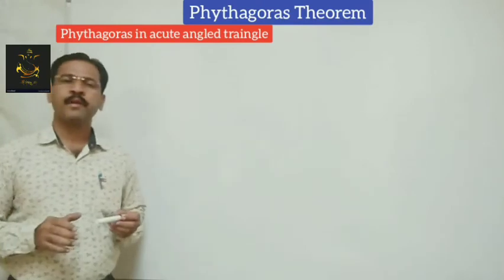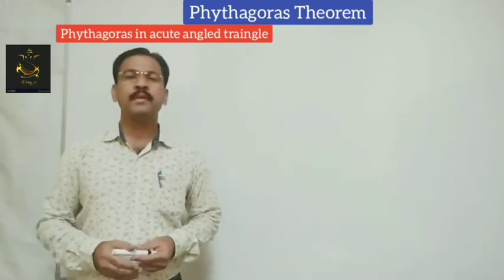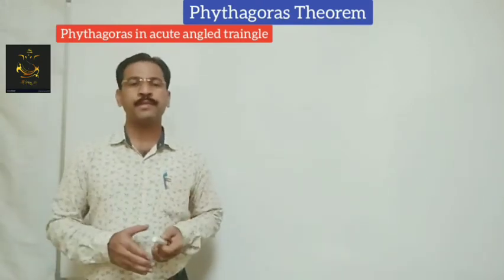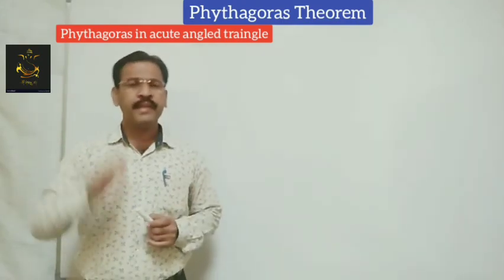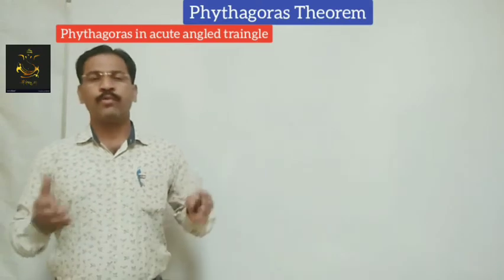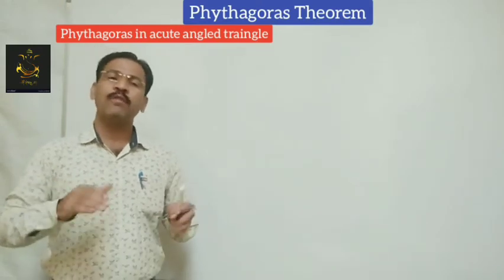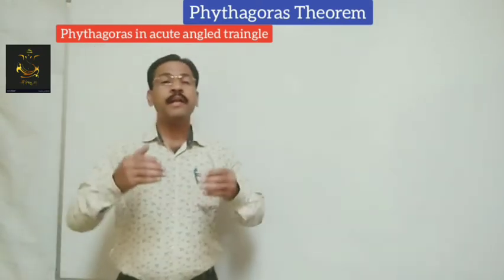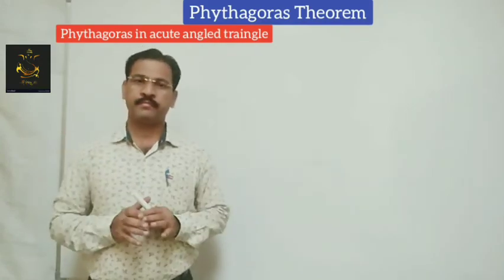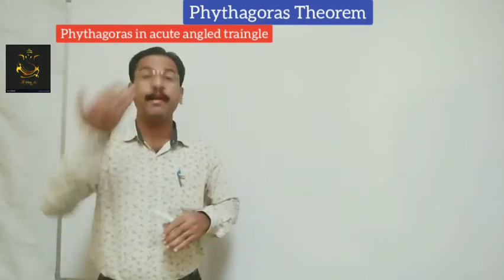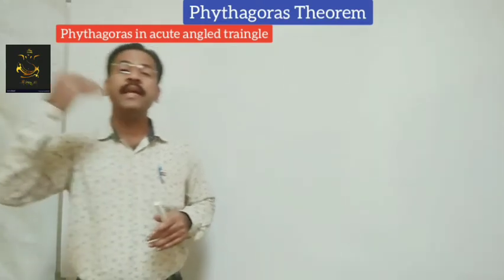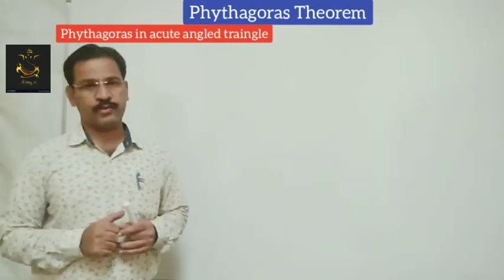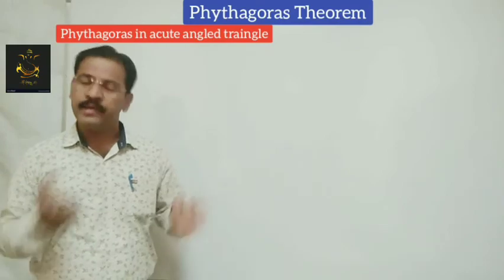Students, today we are going to take the next part of Pythagoras, which is applications of Pythagoras. In these applications, we know Pythagoras is always applied in a right angle triangle only. But now we can apply it in an acute angle triangle as well as in an obtuse angle triangle also. How can we apply it? See first here.